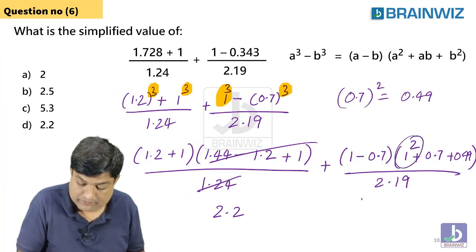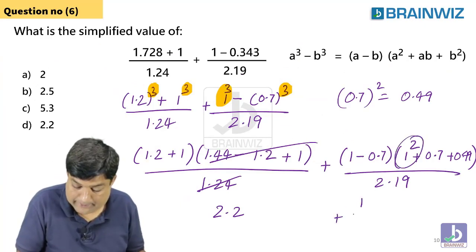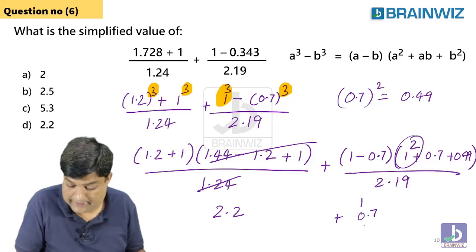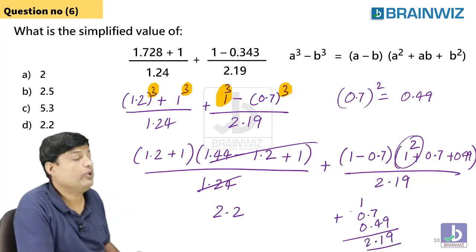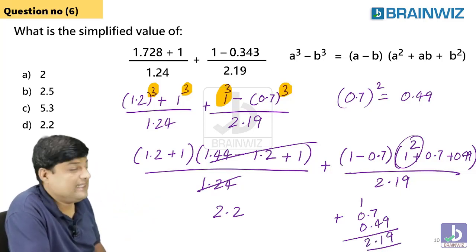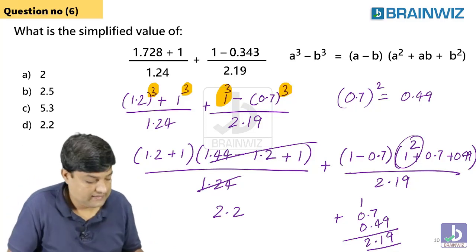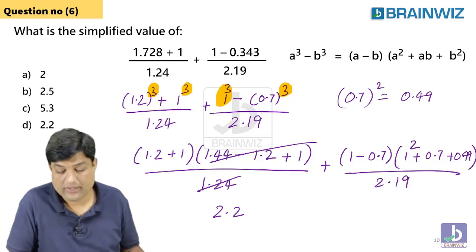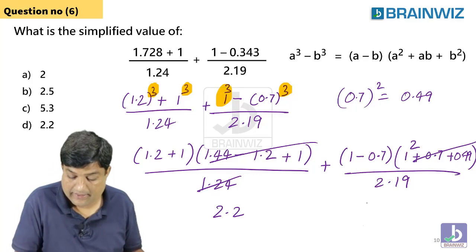This is 1 plus 0.7 plus 0.49. So this seems to be 2.19, I'm sorry. So that is the reason he has given you a denominator like this. I believe you have understood that the sum is 2.19.